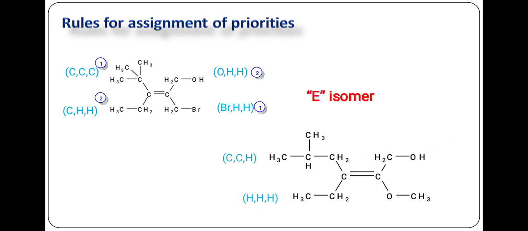Here the same example is given with priorities, and both first priority atoms are present on opposite sides of the olefinic bond, the carbon-carbon double bond. So this isomer is the E isomer. And what is the condition for Z and E isomers? When the first priority groups are present on the same side, this isomer is the Z isomer. But when both first priority groups are present on opposite sides of the carbon-carbon double bond, this isomer is the E isomer.